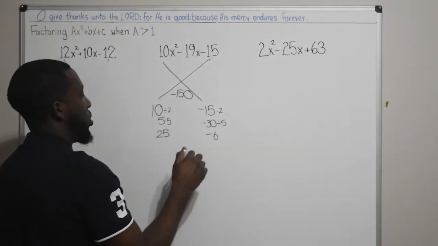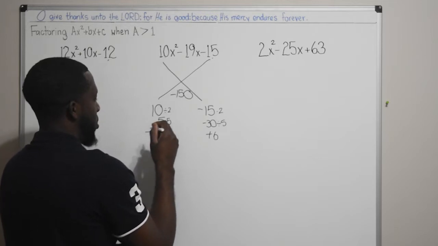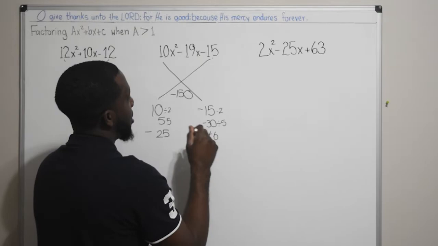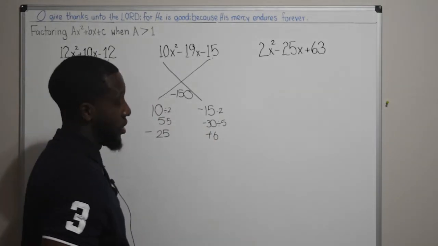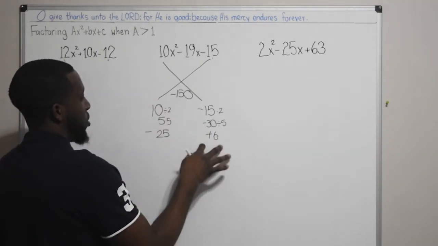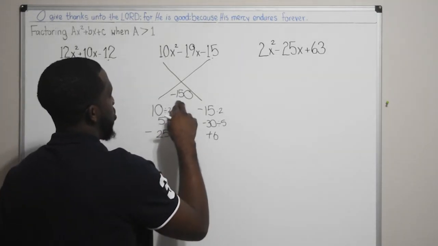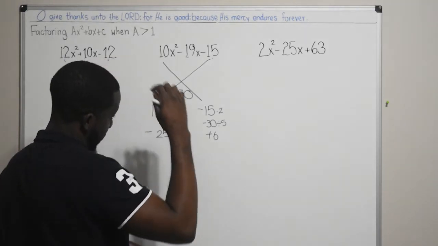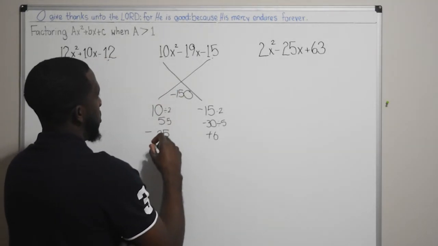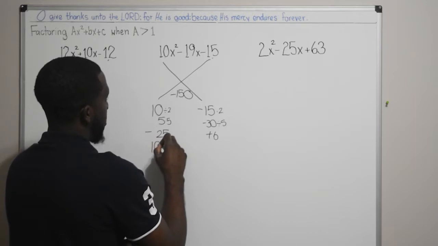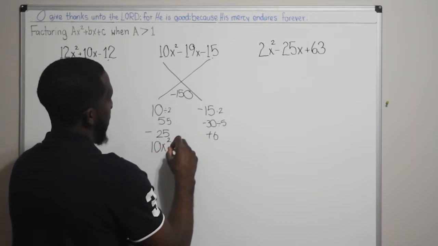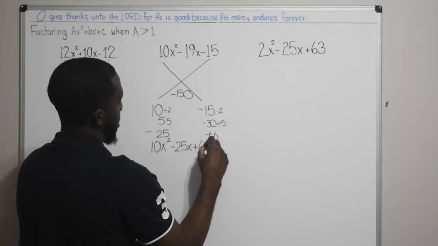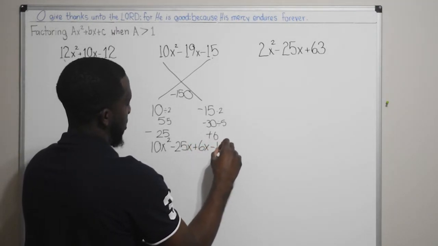Okay, so what I'm going to do is I'm going to switch these around. So I got negative 25 plus 6 is negative 19. Okay, so we're good. So we found our two numbers. We found our two factors of 150 that will add together to give us negative 19. Okay, so now we got 10x squared minus 25x plus 6x minus 15.